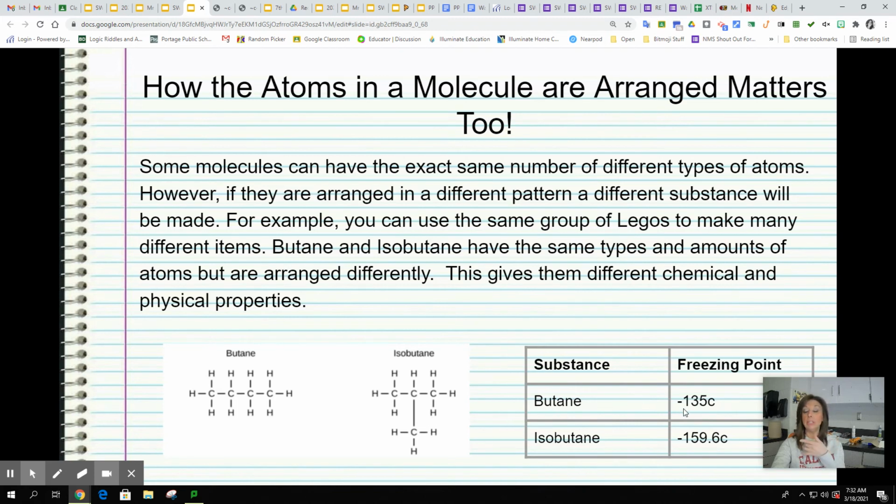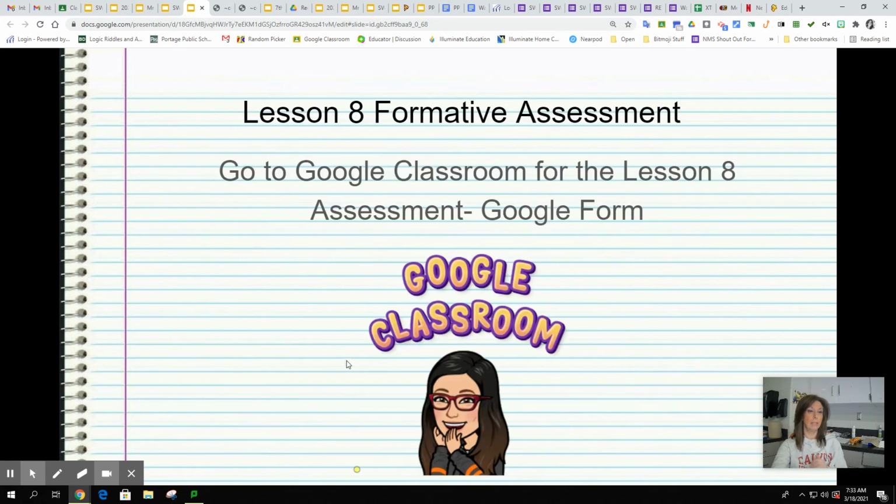Butane's freezing point is negative 135 Celsius. Isobutane has a lower freezing point, negative 159.6 Celsius. So those are different physical properties. Okay, so that concludes those slides.